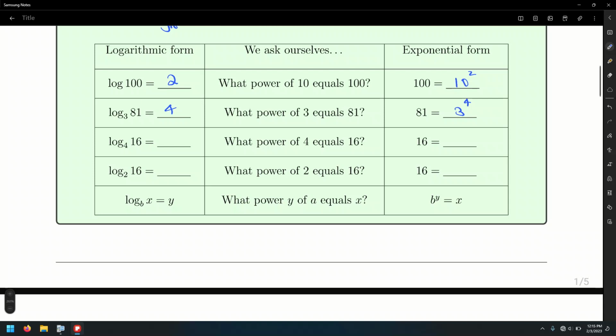Logarithm of 16 on base 4, or log base 4 of 16. In other words, what power of 4 equals 16? 2. And that's because 4 to the second power equals 16. Okay. We have another logarithm of 16. Notice that exercise looks repeated. However, we're going to do this calculation on a different base. So now they're asking us to evaluate the logarithm of 16, but this time base 2. In other words, what power of 2 equals 16? 4. That's because 2 to the 4th power equals 16.